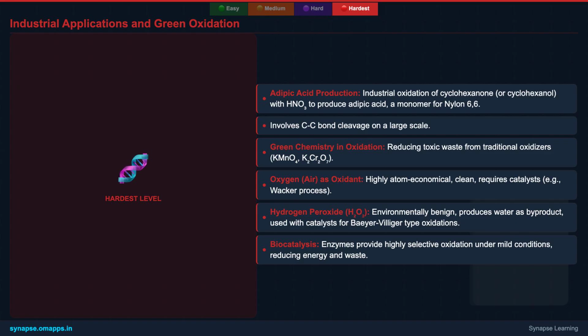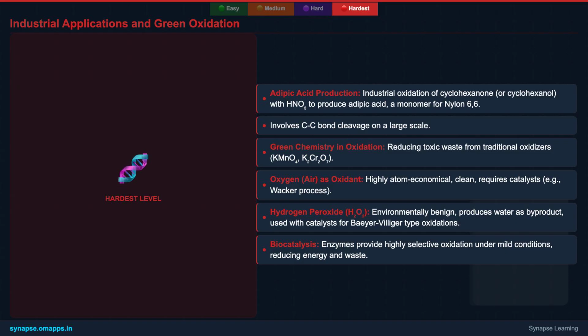Beyond this, green chemistry principles are increasingly being applied to oxidation reactions to minimize environmental impact. This involves replacing traditional, often toxic, oxidizers like chromates and permanganates with more environmentally benign alternatives. For example, using oxygen or hydrogen peroxide as oxidants, often with catalytic systems, significantly reduces waste by producing water as the only byproduct.